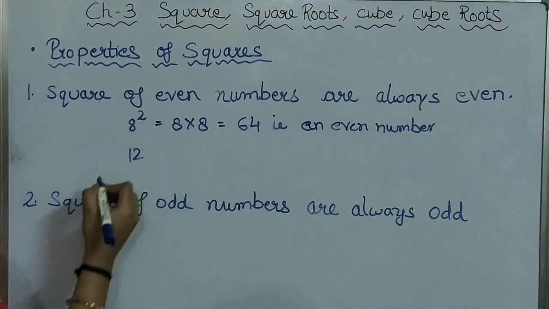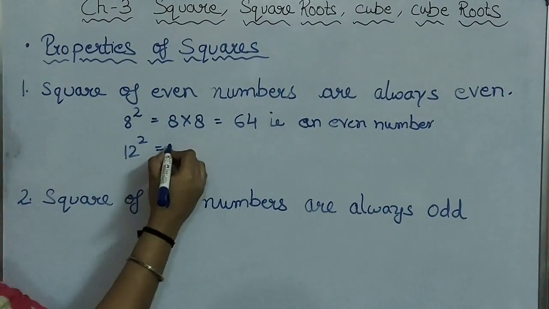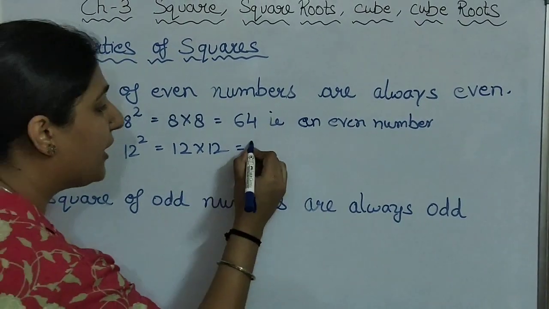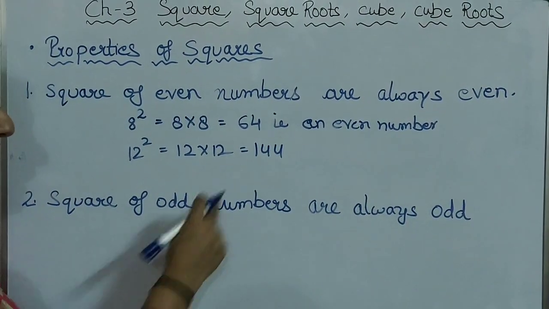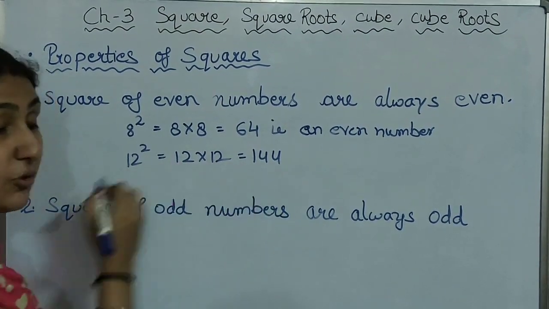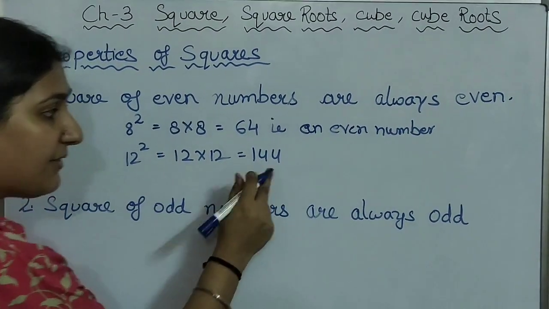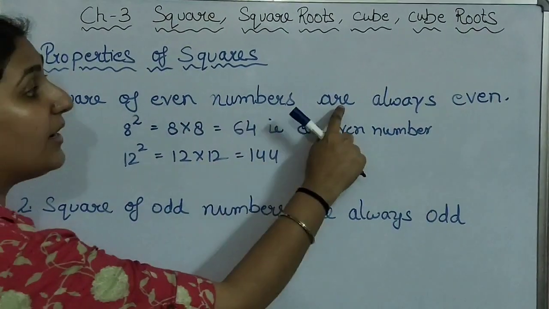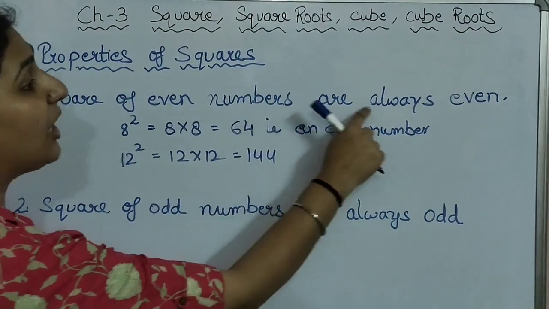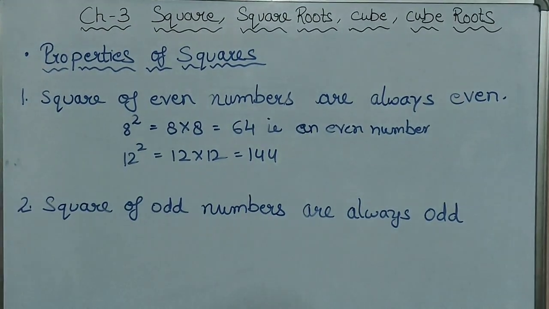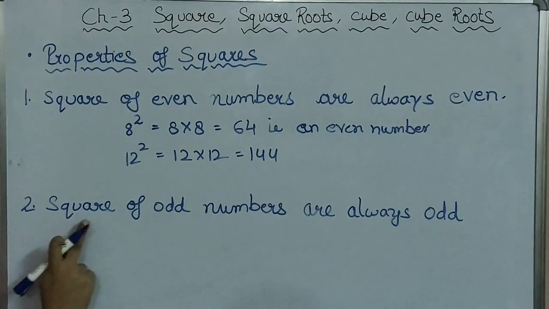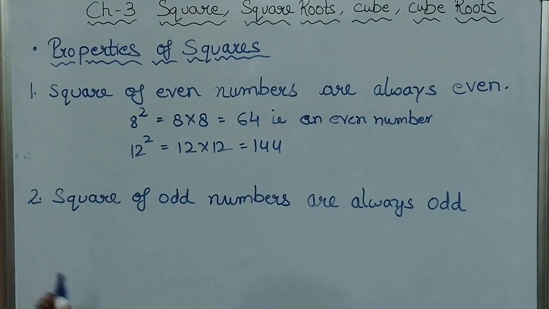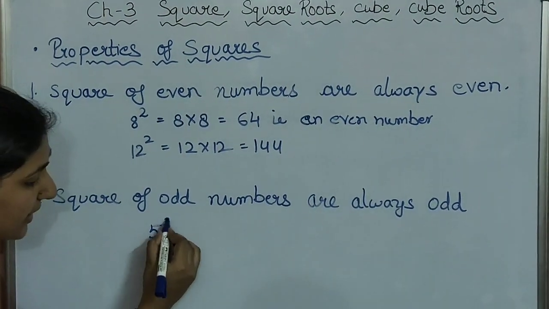For example, we will take another example. We'll take 12. 12 raised to the power 2, that is 12 into 12. That is 144. Again, it is an even number because its unit place is even. So it is proof that the square of an even number is always even. Alright, this is the first property. Now the second property is square of odd numbers are always odd. We'll take an example. Let's take any odd number. 5 is an odd number.